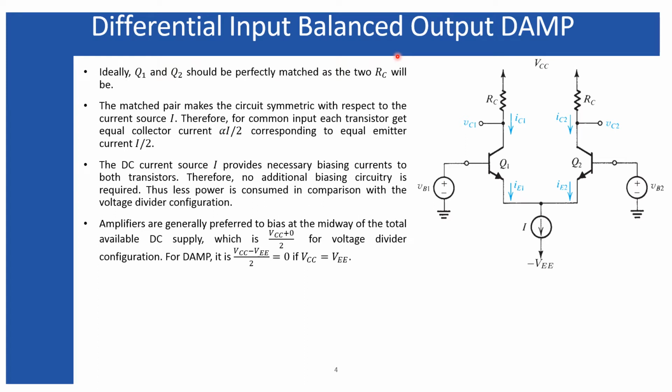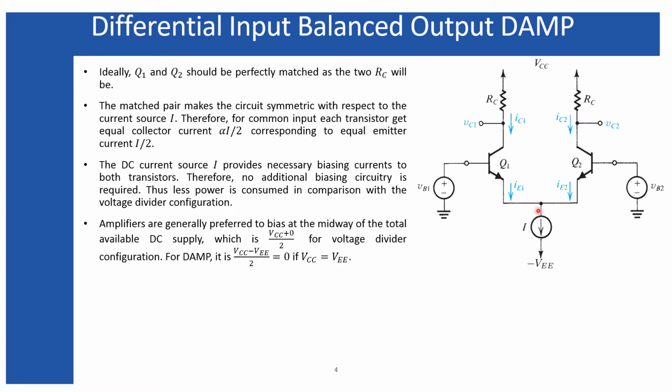Another one is that due to the presence of this dual supply VCC and VEE, the biasing voltage appears for the differential amplifier at 0 voltage, because from the knowledge of the voltage divider biasing configuration, we have seen that generally, in any case of general biasing scheme, we do prefer to bias the amplifier to the midway of the total available supply. So in case of voltage divider biasing, the total available supply was VCC and the 0 voltage. So therefore the biasing voltage was VCC plus 0 divided by 2, which is equivalent to VCC by 2.